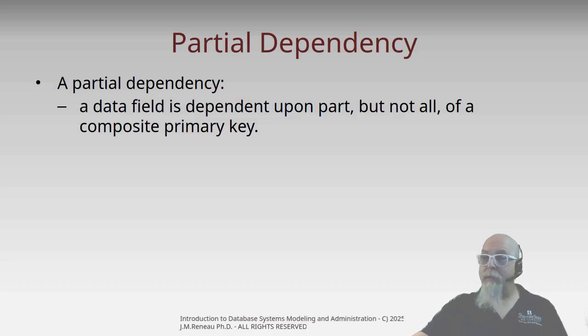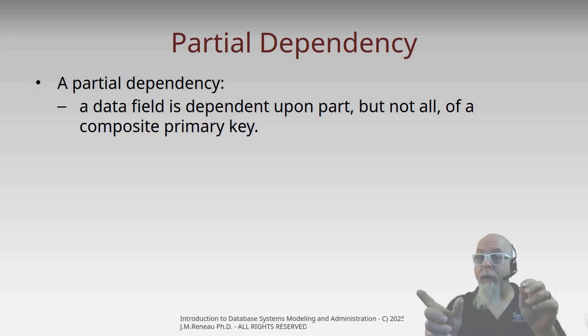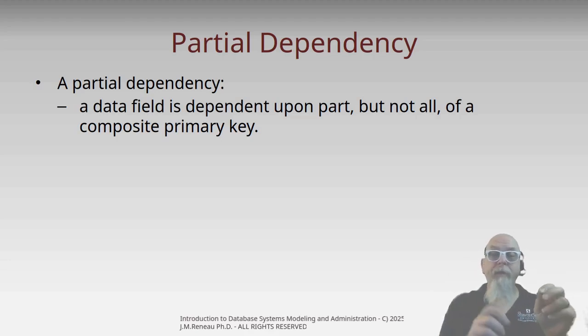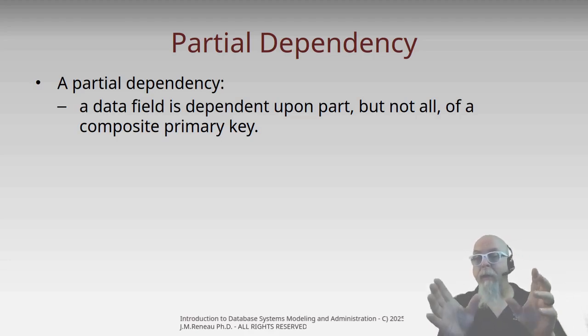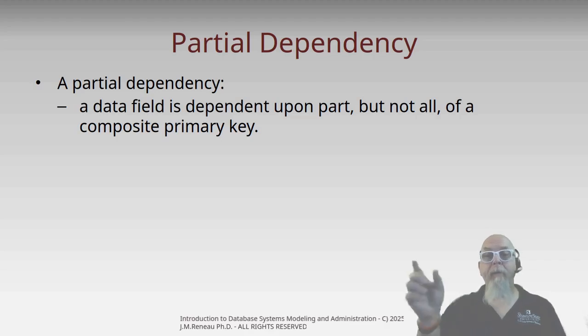I just want to stress this again. A partial dependency is a data field that's dependent on part, but not all, of a composite primary key, of a concatenated primary key. So if it's dependent upon, like, the customer that is part of the primary key, or the item number is part of the primary key, or the state abbreviation is part of the primary key, great. We need to split that data out and remove that attribute from the primary key by implementing a foreign key relationship.